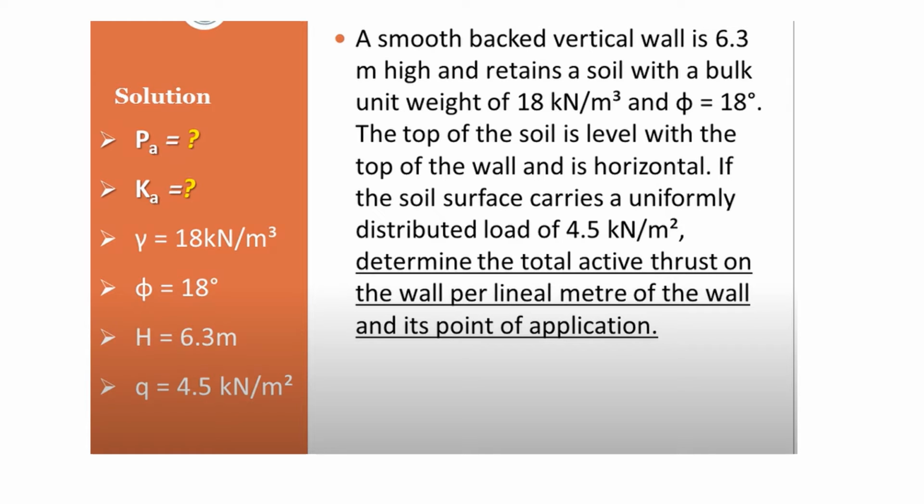And the given values are: the unit weight is given as 18 kilonewton per meter cube and the angle of internal friction is given as 18 degree, which is used to calculate the active earth pressure coefficient, and the height of the retaining wall is given as 6.3 and the surcharge value is given as 4.5 kilonewton per meter square and it is denoted by Q.